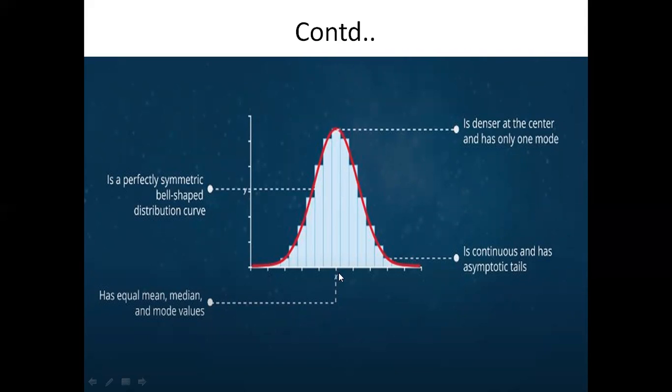This one has equal mean, median, and mode values. Mean means average, and median and everything will be covered in the next one, and it is in the middle. That's why it is called equal mean, median, and mode values. Also, this graph is continuous and has asymptotic tails. Observe this graph carefully, and four types of things can be mentioned. Please observe this one. Every part is explained. I hope you are understanding what I am saying. Everything will benefit you.